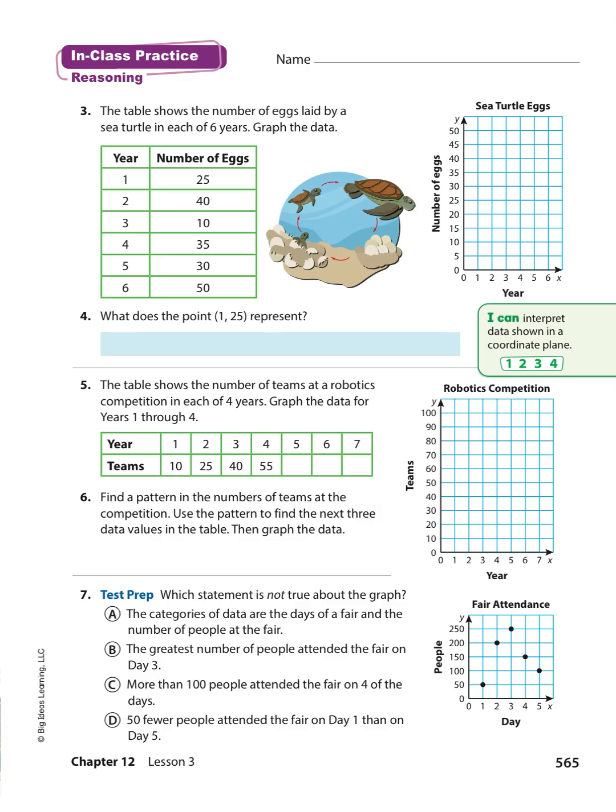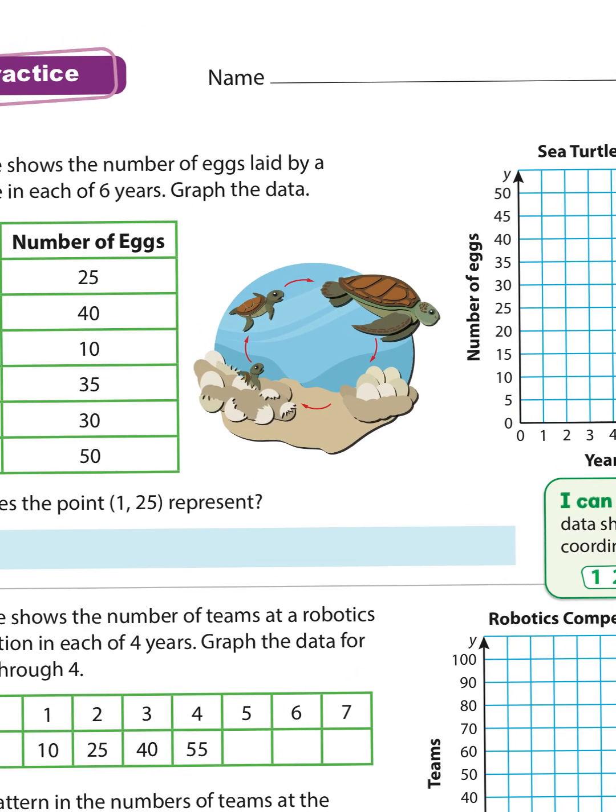Great. All right, go to the next page. On this one, our example says that our table shows the number of eggs laid by a sea turtle in each of 6 years. We are going to graph the data. So again, this time I have a vertical table. So each one of these is representing a coordinate. This is my X coordinate. This is my Y coordinate. Together they make an ordered pair. So I'm going to plot (1, 25) for my first year. So in year 1, there were 25 eggs.